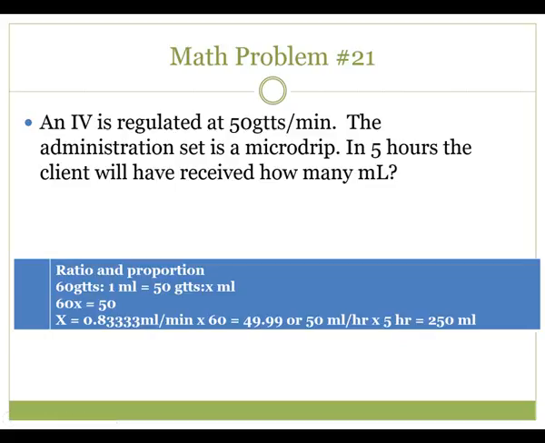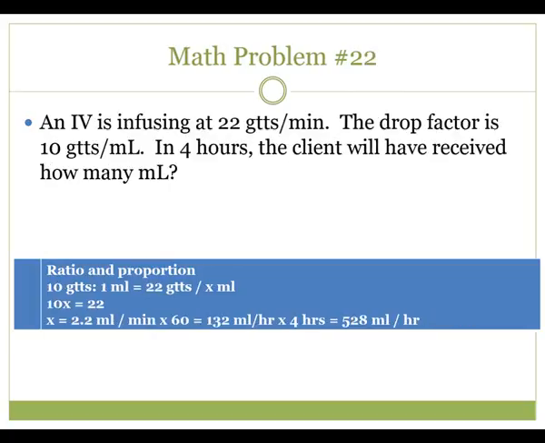A lot of steps to that. You really kind of just have to think it through. A lot of steps to it, but you take it one step at a time and you can get there. But you just have to think, I've got 60 drops in a mL, and I'm giving him 50 drops. So how many mL is that in a minute? And then you just have to multiply that times 60 to get per hour. Then you multiply that times 5 to get per 5 hours. You can do it. You just have to think about it.